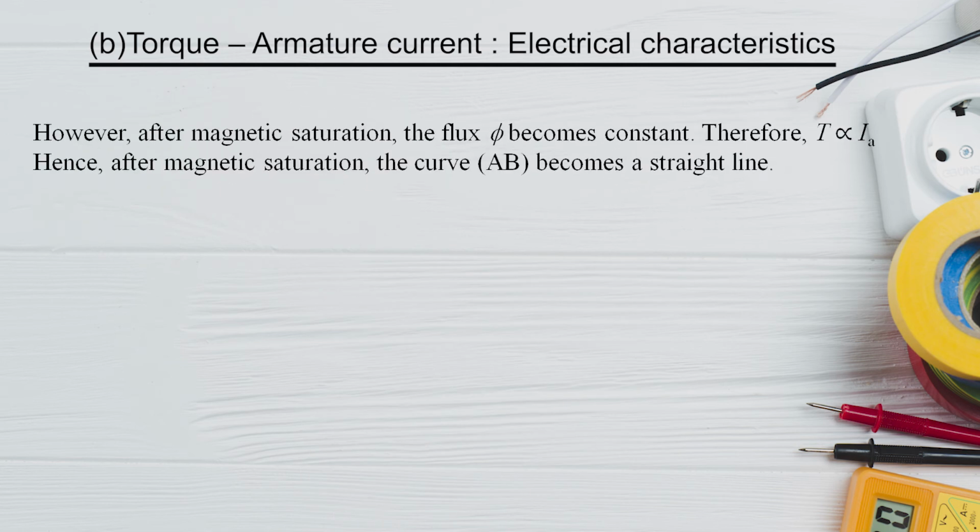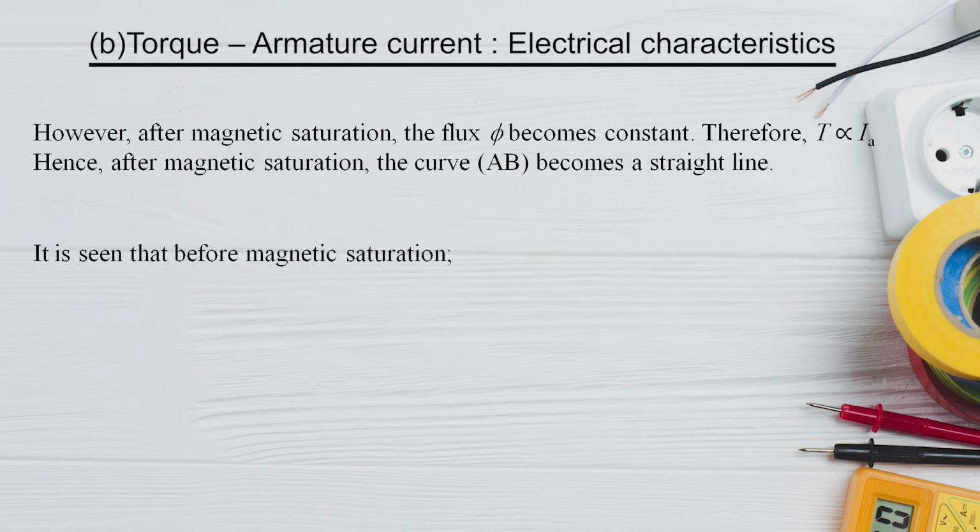However, after magnetic saturation, the flux phi becomes constant. Therefore, torque is directly proportional to the armature current. Hence, after magnetic saturation, the curve AB becomes a straight line.